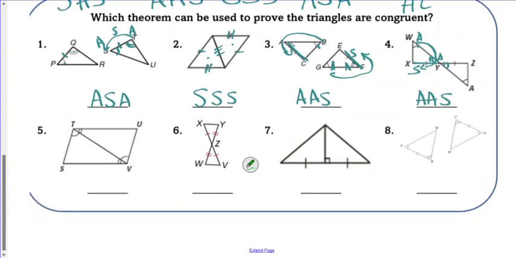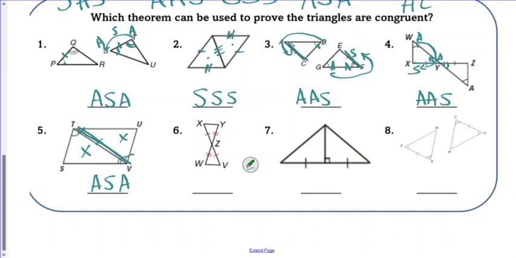Number 5 is kind of similar to number 2. We have this shared side in the middle, which I know is congruent to itself, and it's a part of both triangles. It's a side in this triangle, and it's a side in that triangle, and it's the included side in between these two angles. That angle and that angle have this side in between them. So we have angle, side, angle.